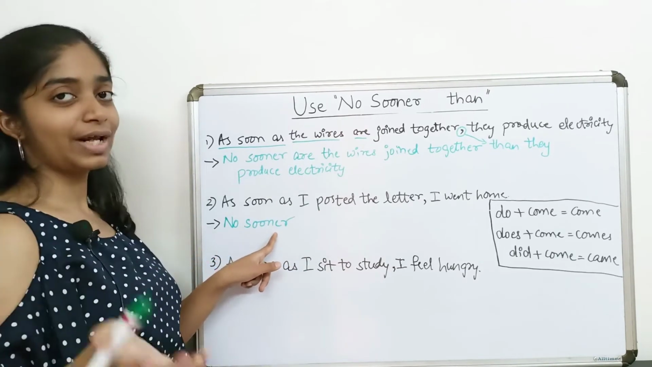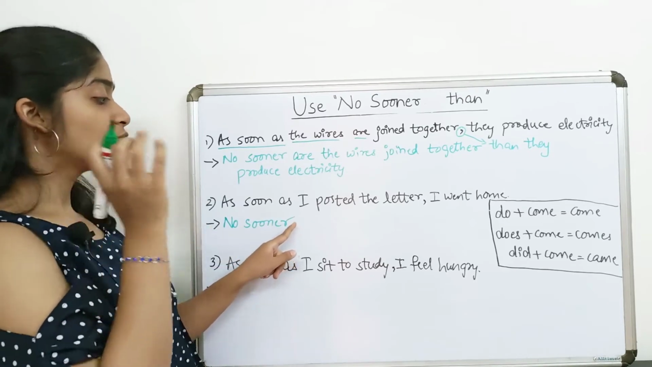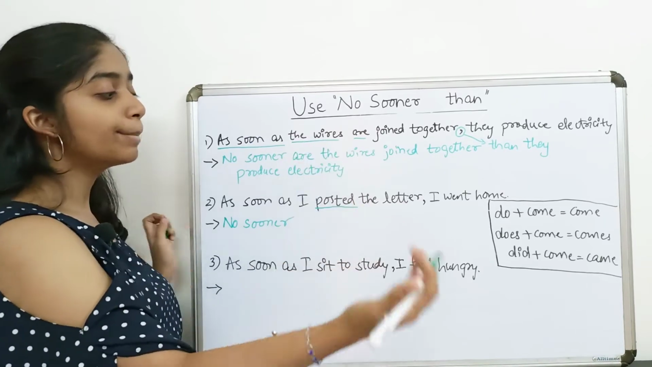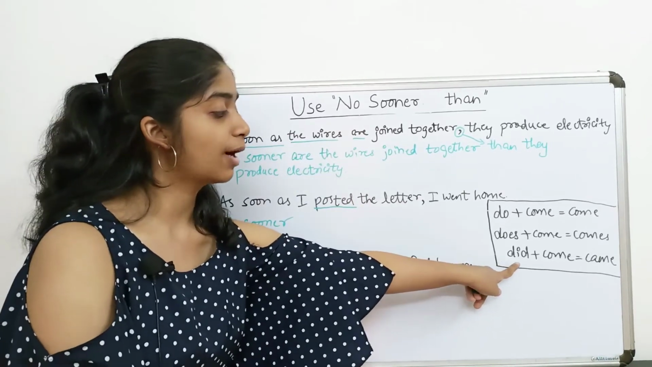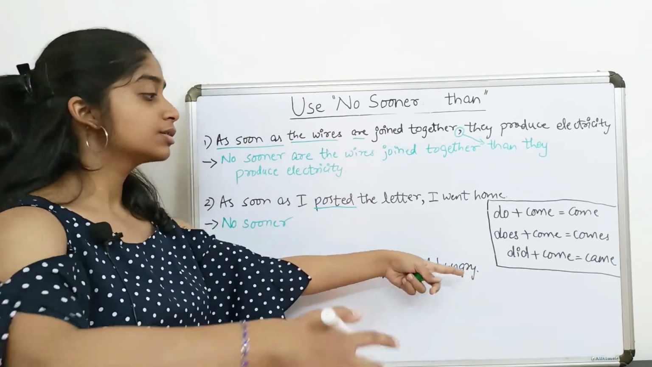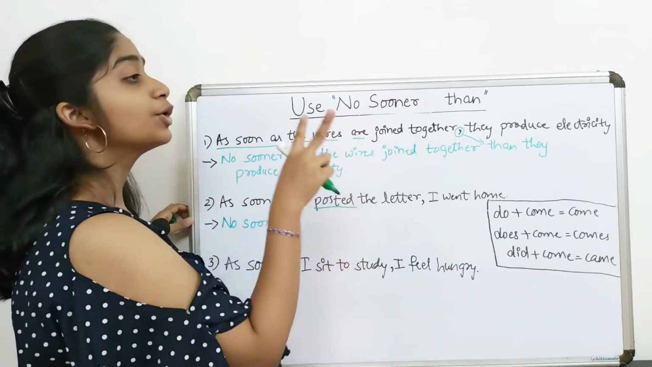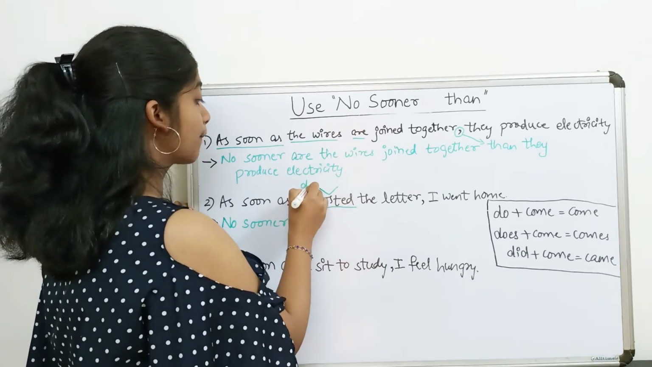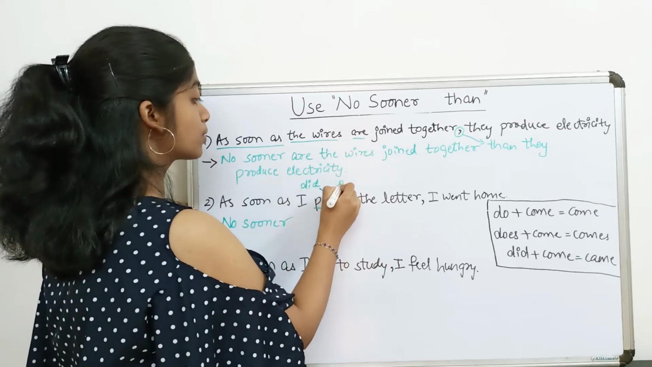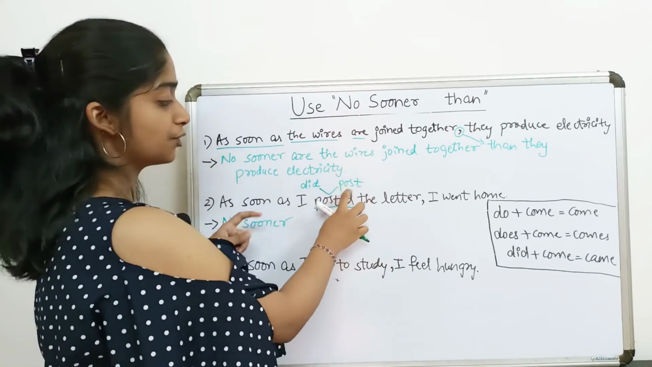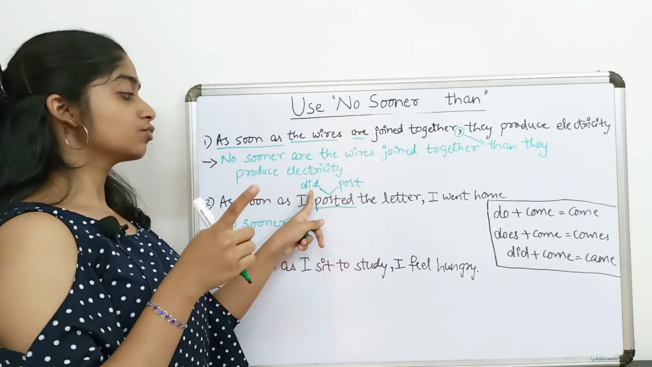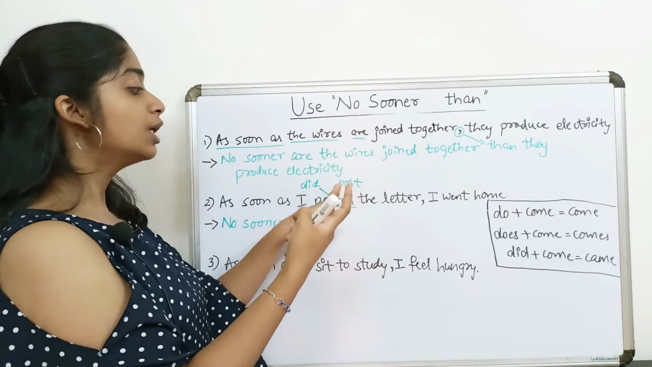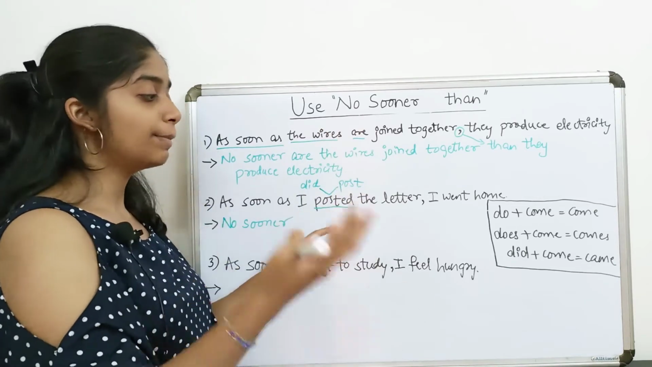After "no sooner", directly we have to write the verb. What is the verb? The verb is "posted". Posted is the past tense. I told you, did plus come equals came, the past tense. So posted will be divided into two. What are those two words? Did plus post. Post, which is the first form of the verb, and did, which after we mix these two words, did and post, it will become posted, the past tense.